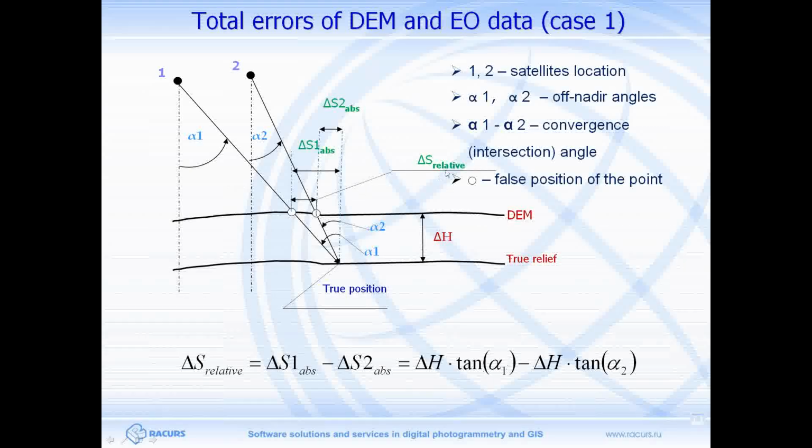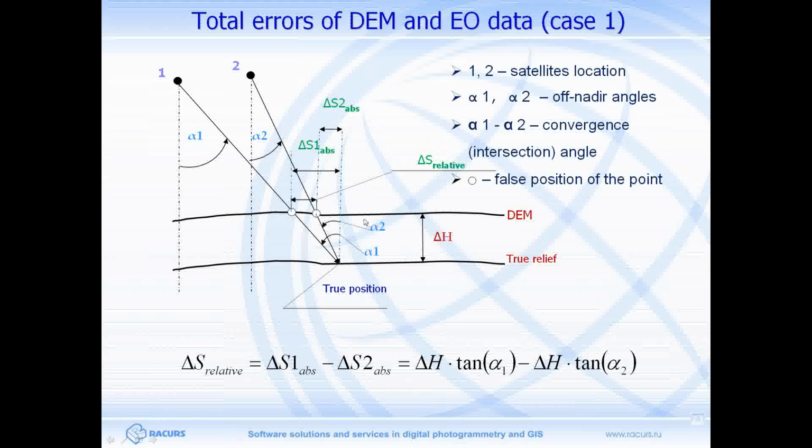Also, we have the relative error, which in this case is kind of a subtraction. So sometimes the absolute error is bigger than the relative one. In some cases, the relative error is bigger. And we actually have to take into account all of them. So this error is responsible for correct coordinates on the final product. And this error is responsible for coincidence of the outlines of the objects on the ortho mosaic. So it's the first case, like subtraction. The convergence angle looks like that.